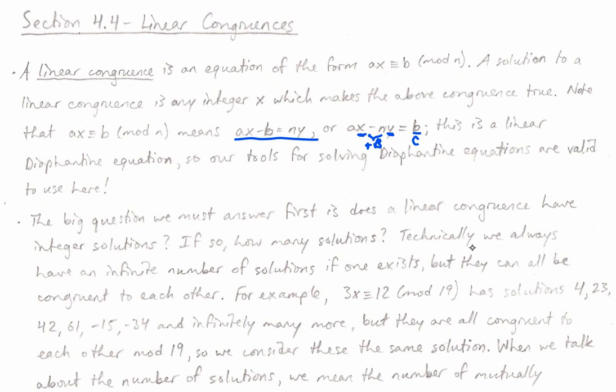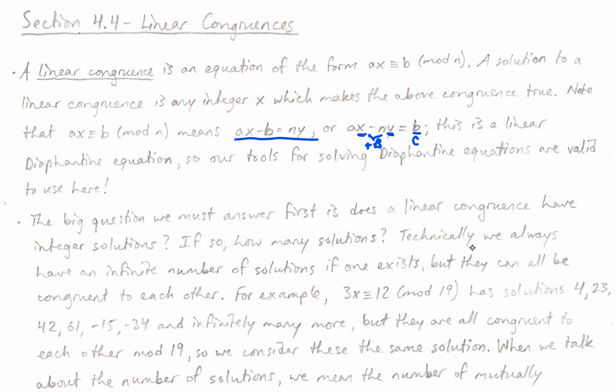To clarify on how many solutions we have, technically, if we have integer solutions, we have an infinite number of them, but because we're dealing with congruences, an infinite number of solutions can all be congruent to each other.